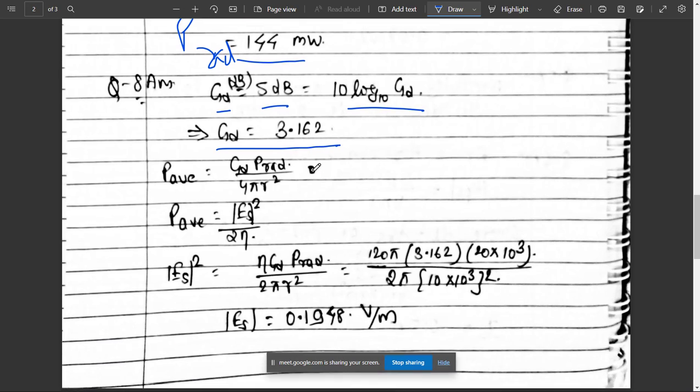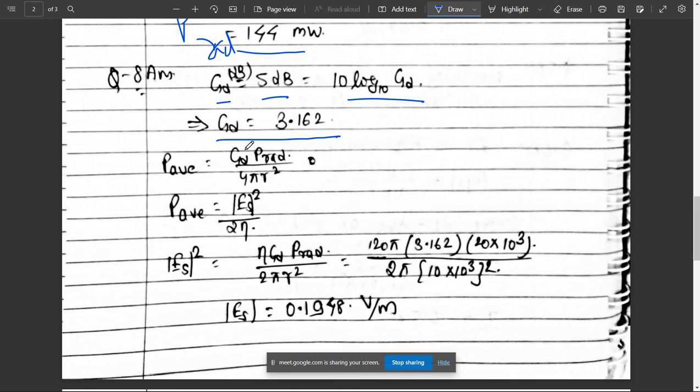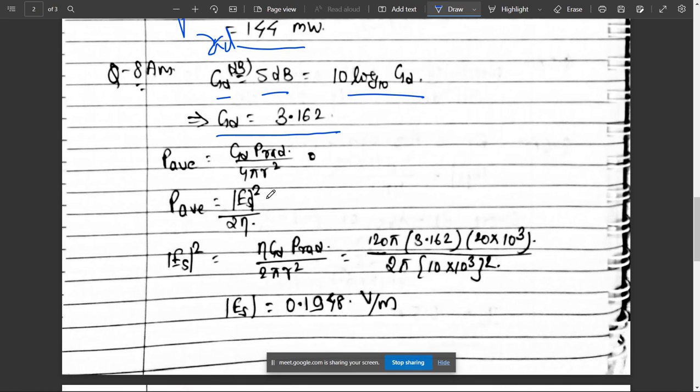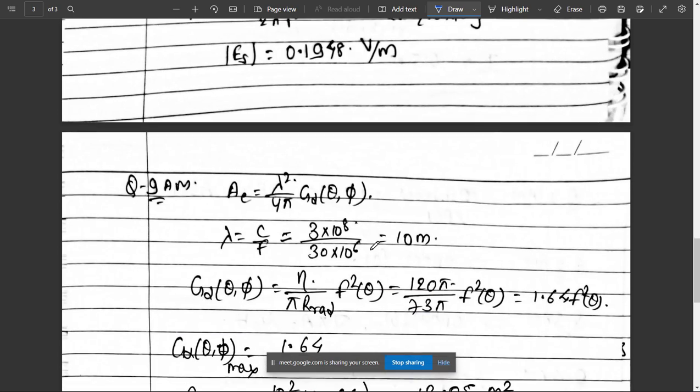Okay. Now, the power will be how much? GD into power radiated upon 4 pi r square. So, power will become GD times P radiated upon 4 pi r square. Another formula for power transmitted is equal to mod ES square upon 2 eta. So we'll put this equal to this. Now we know GD, we know radiated power, we know 4 pi r square. We know eta, right? How much eta is here?